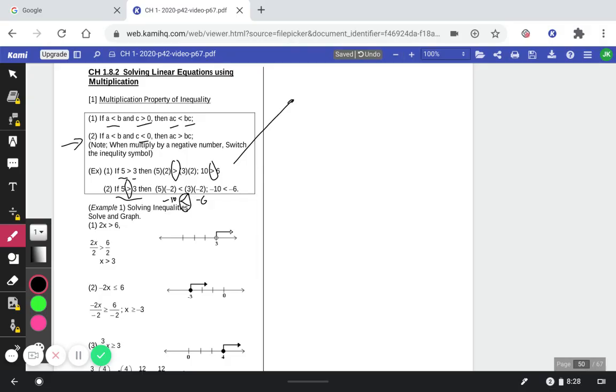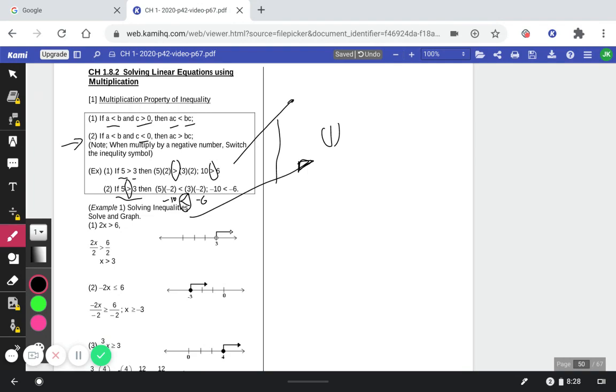So make sure you recognize this. They hardly ask it this way, but when they do, you have to know that you change your sign when you multiply or divide by a negative value in an inequality. Okay. Now let's do some examples with regular ones and negative ones.